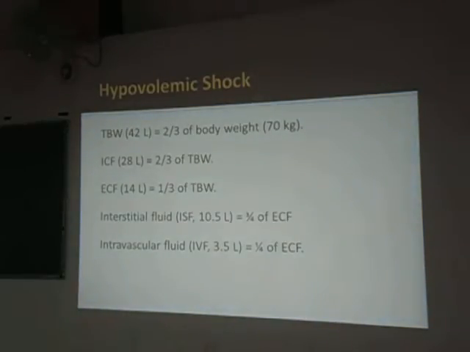What will be the total body water normally present? 42 liters. Intracellular fluid we have 28 liters. We cannot do anything about this 28. We can do something about the extracellular fluid, because within it we have interstitial and intravascular. Whatever fluids, electrolytes, crystalloids, or colloids we give will enter this ECF compartment. So among this, what is more important for us to maintain the blood pressure?